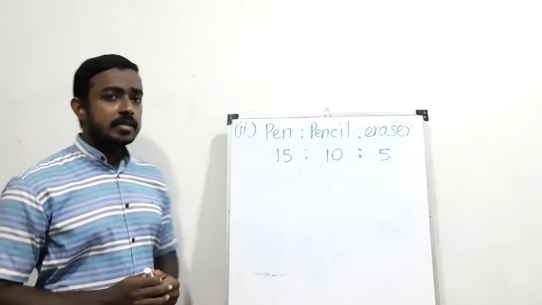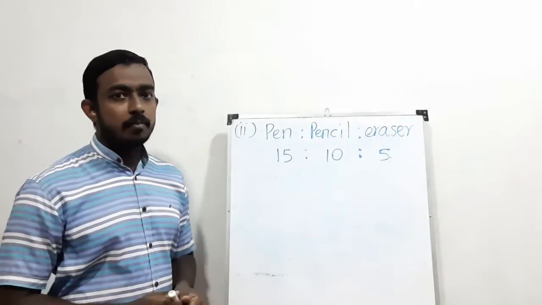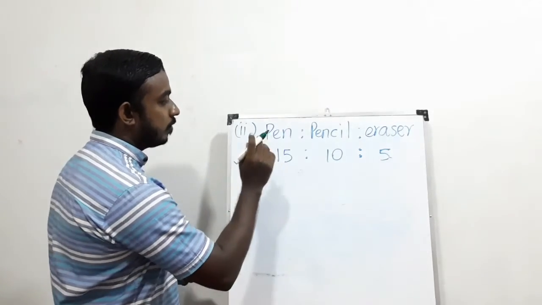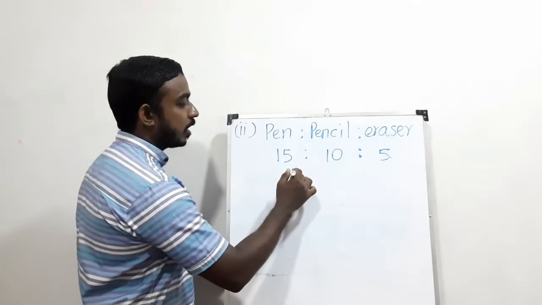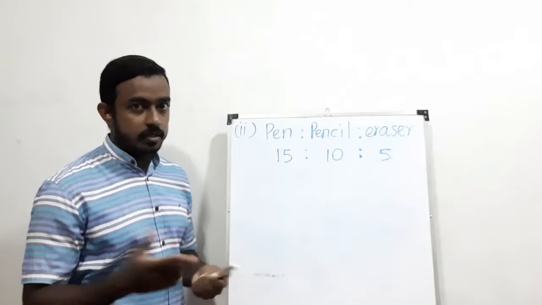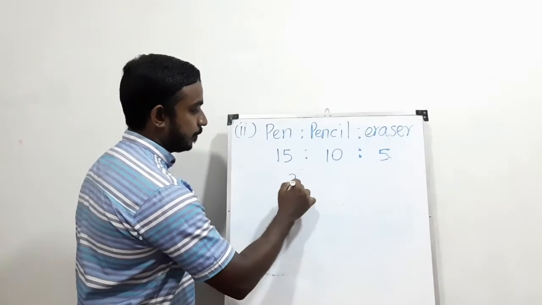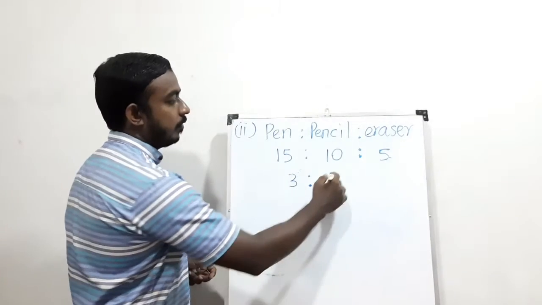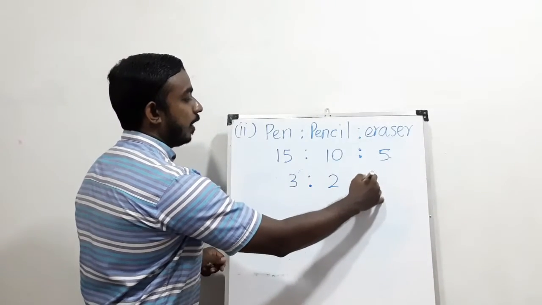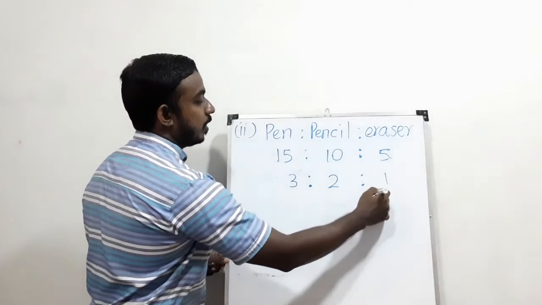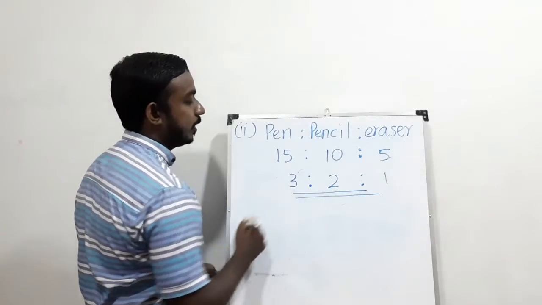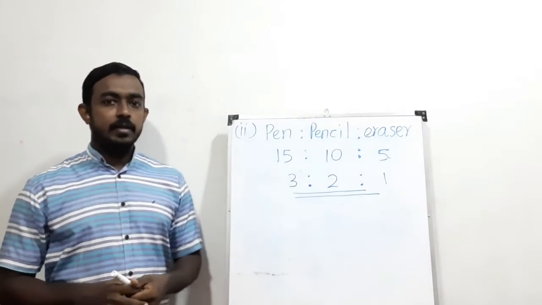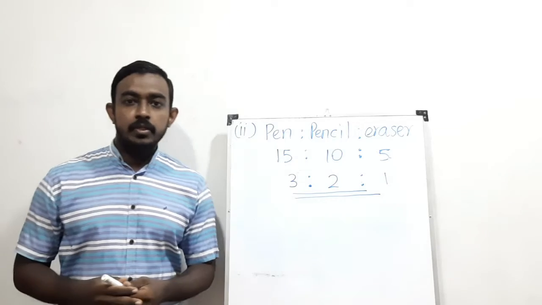So here, as you can see, we can divide them by 5. So if I divide 15 by 5, then I can just write the answer without showing the division as 3. Then if I divide 10 by 5, it will be 2, and 5 by 5, it will be 1. So this is our final answer. Okay, let us do another question.